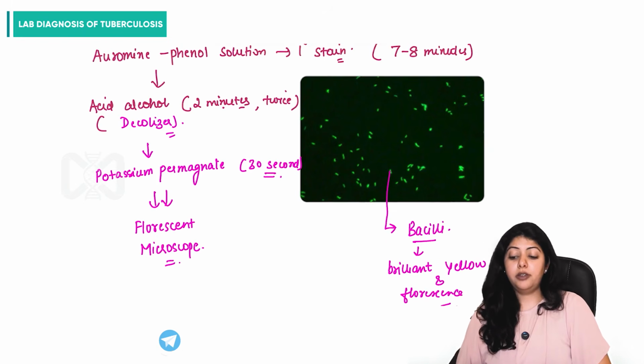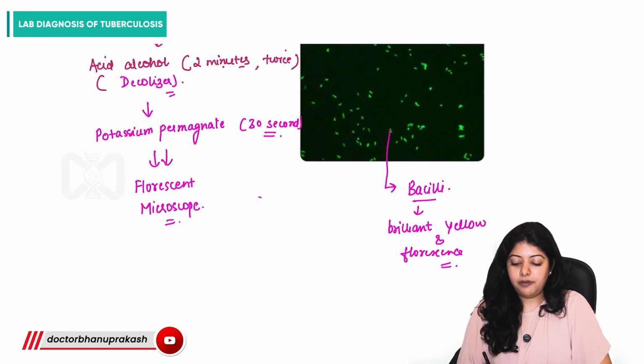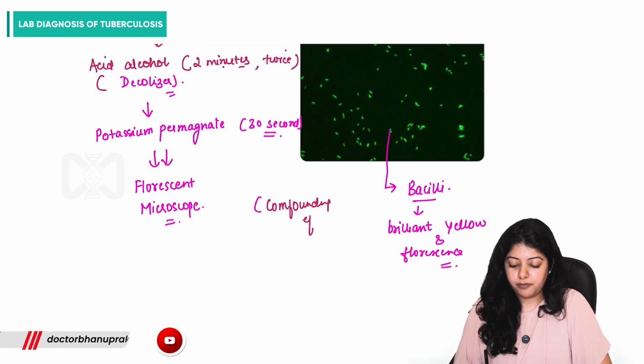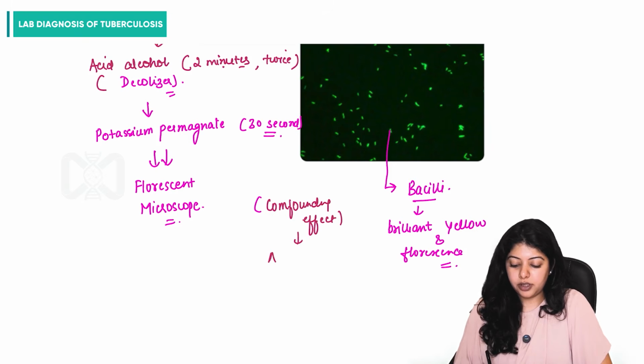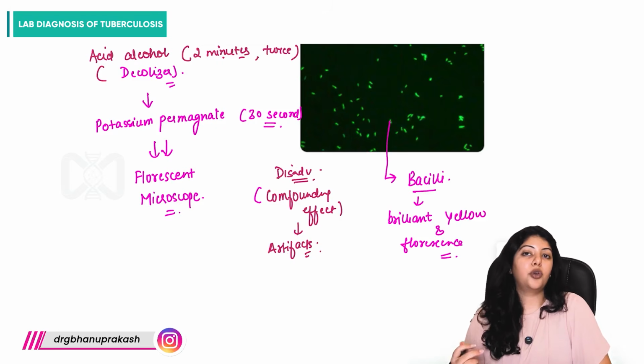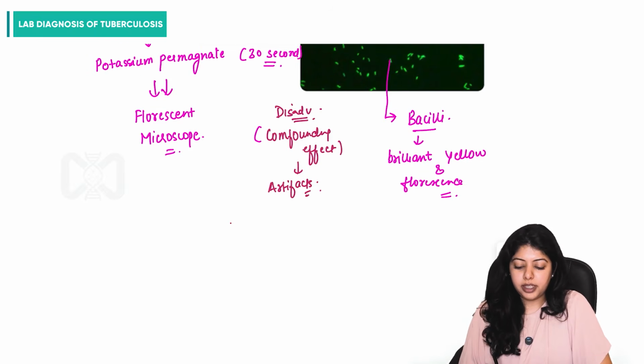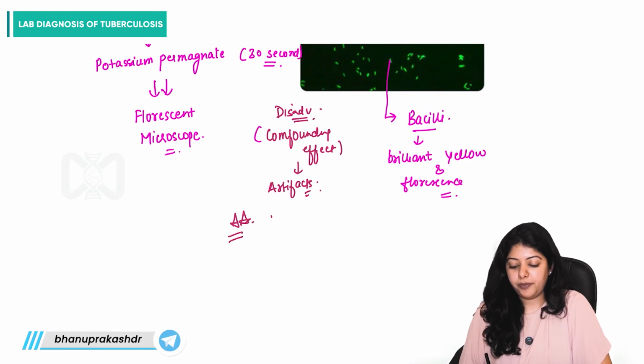So one major disadvantage of this particular method is that there can be a confounding effect because of certain artifacts which can also glow under fluorescent microscope. So this is one disadvantage. And the other disadvantage of the staining methods, that is fluorescent staining and Zn staining, is that they do not guarantee viability of the bacilli.